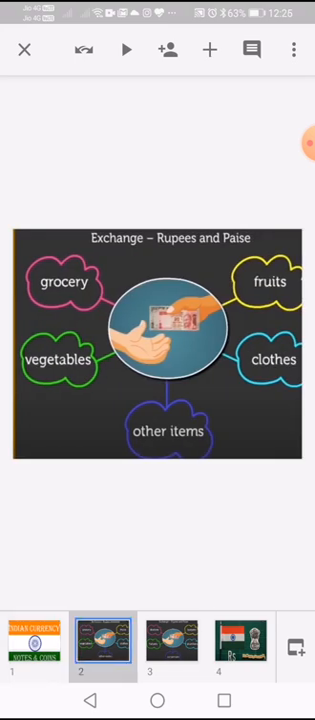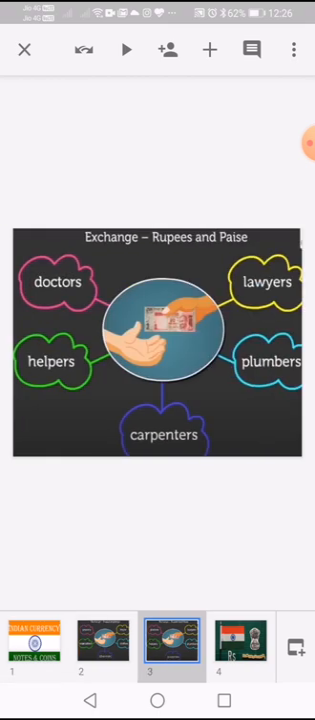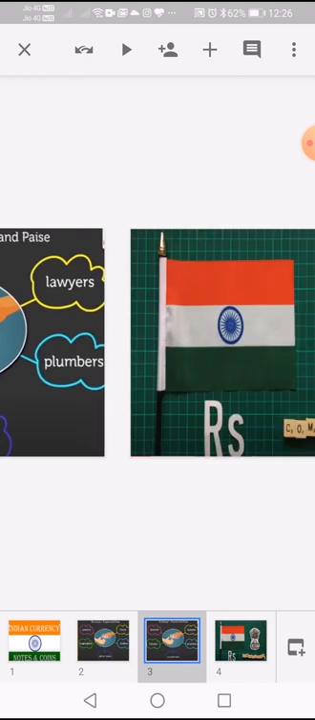Now see, this is an exchange, that is, rupees and paisa. When you buy grocery items, vegetables, other items, clothes and fruits, you have to pay money. So money is required for living. Now exchange again with doctors, helpers, carpenters, plumbers, lawyers. Use the money in the right way for better living and save the money also.